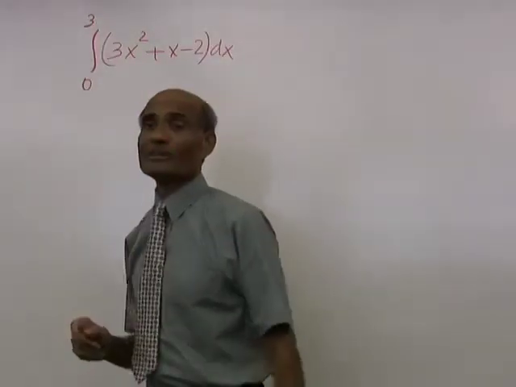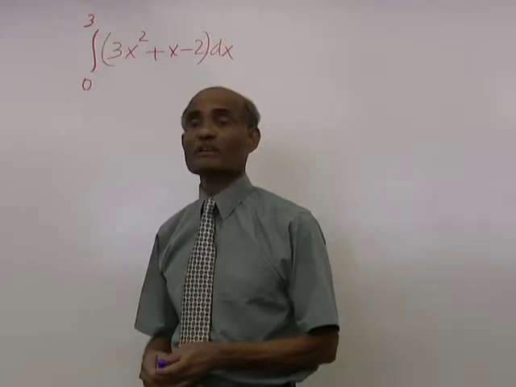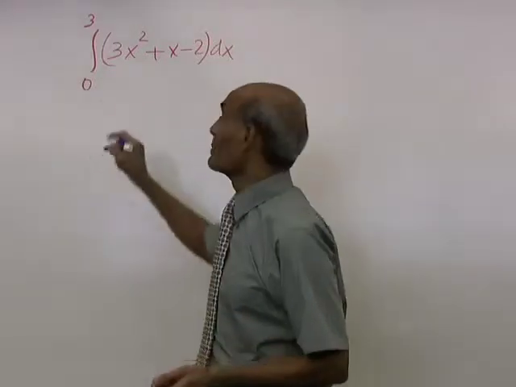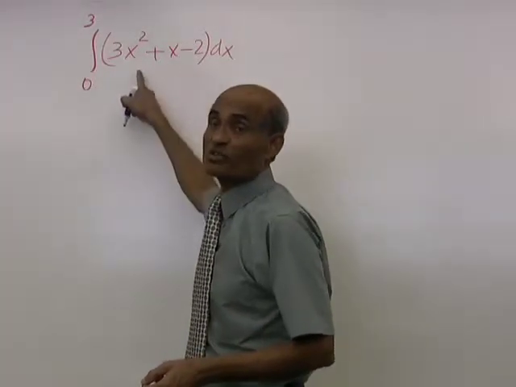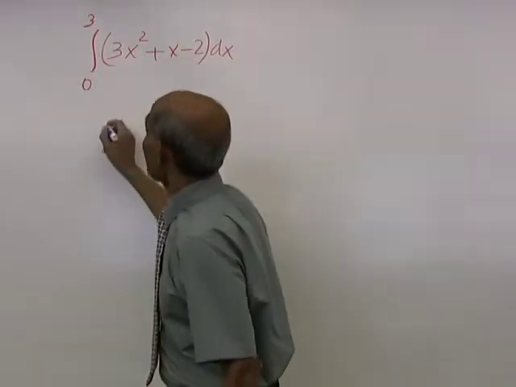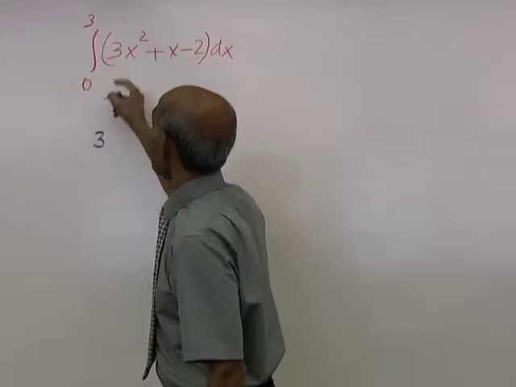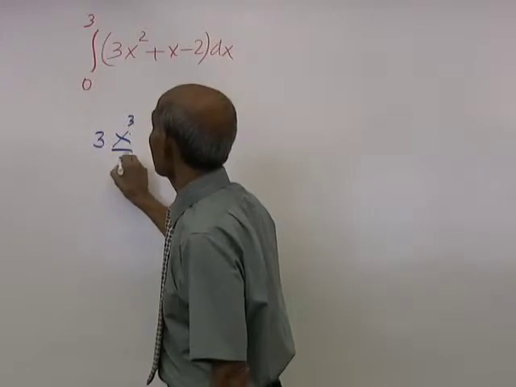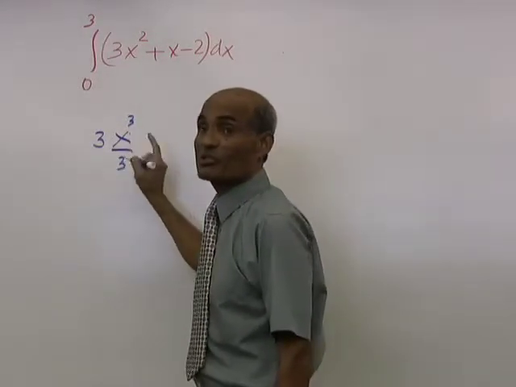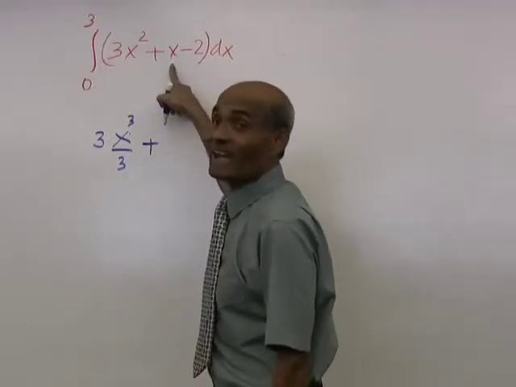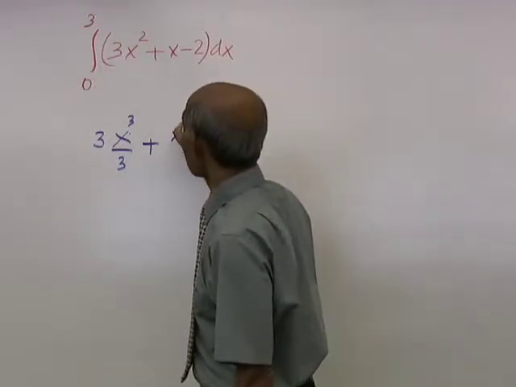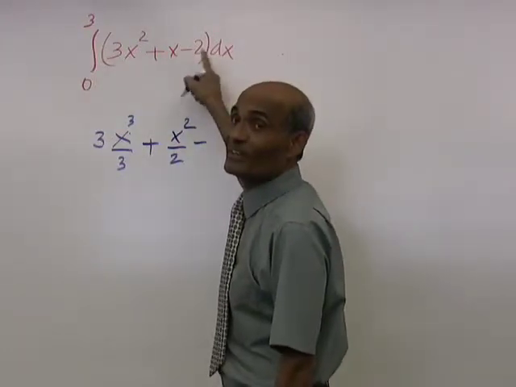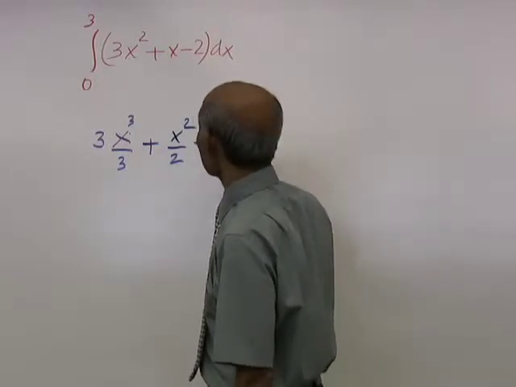Alright, let's try this. Integral 0 to 3, 3x squared plus x minus 2 dx. The first thing to do is to integrate this quantity, and that will be: 3 is a constant, that will remain there. X squared integrated will give you x cubed over 3. So that will be 3 times x cubed over 3 plus integrate x. Integral x is x squared over 2 minus, what is integral 2 dx? Integral 2 dx is 2x.